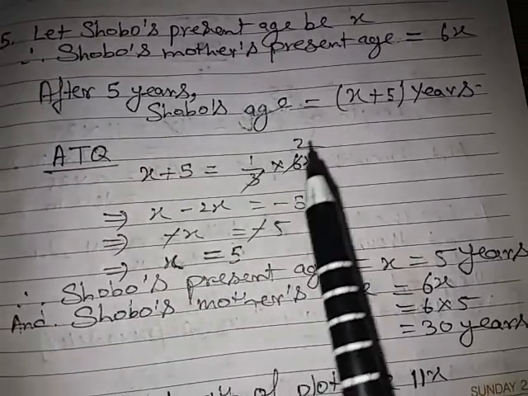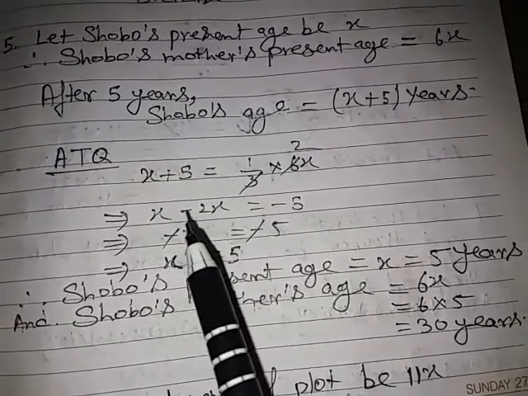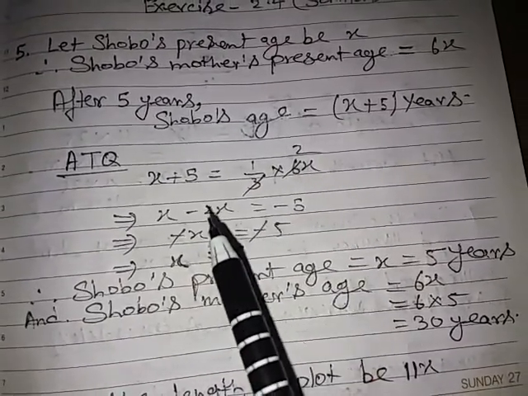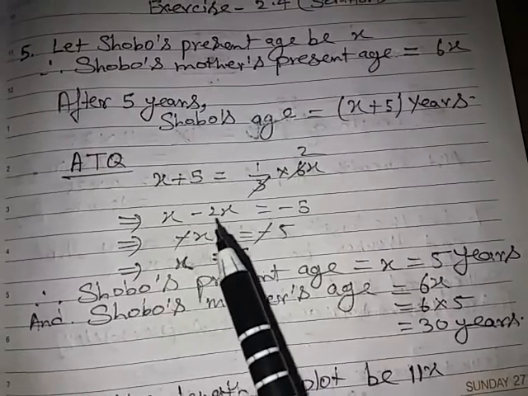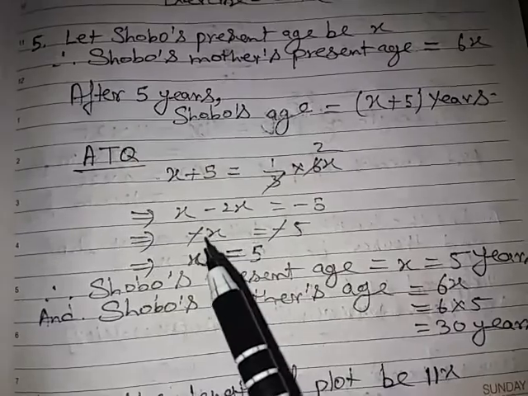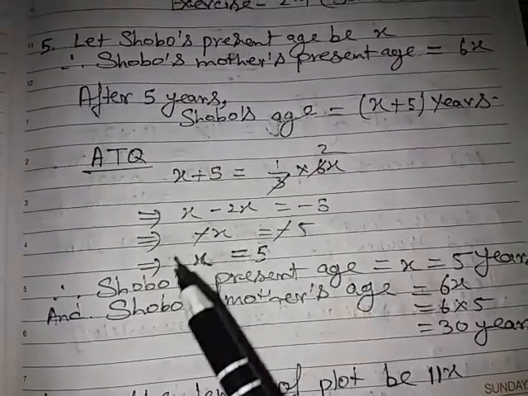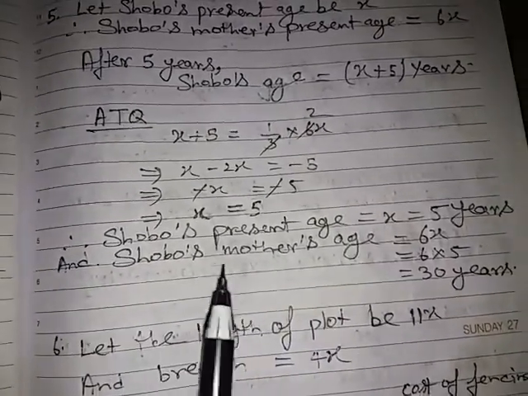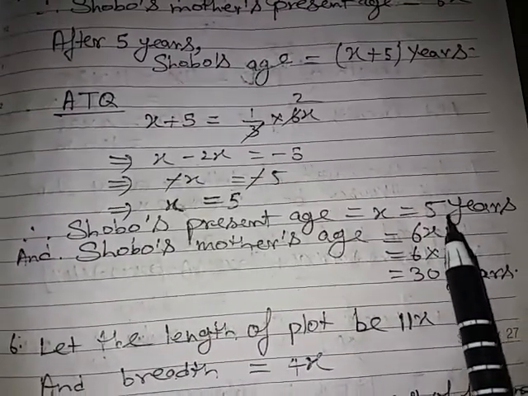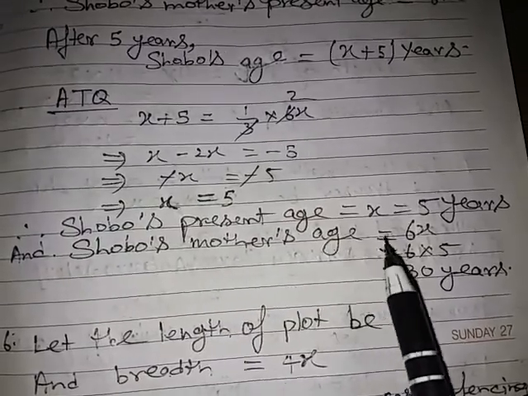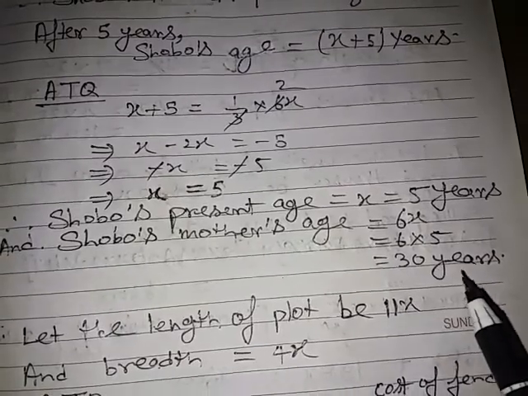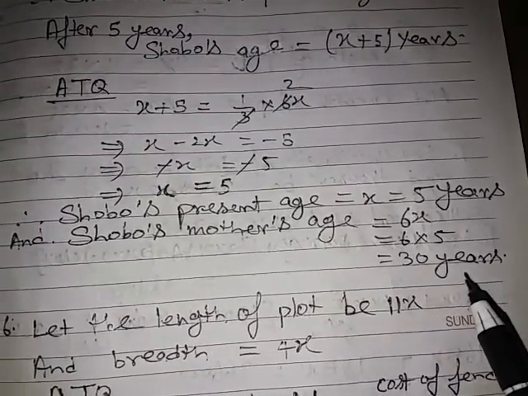Now 3 twos are 6, so x plus 5 is equal to 2x. Transpose 2x to the left-hand side: x minus 2x is equal to minus 5. x minus 2x is minus x, equal to minus 5. Minus minus cancel, x is equal to 5. Therefore, Shobo's present age is 5 years and Shobo's mother's age is 6x. Now put the value of x: 6 into 5 is equal to 30 years.